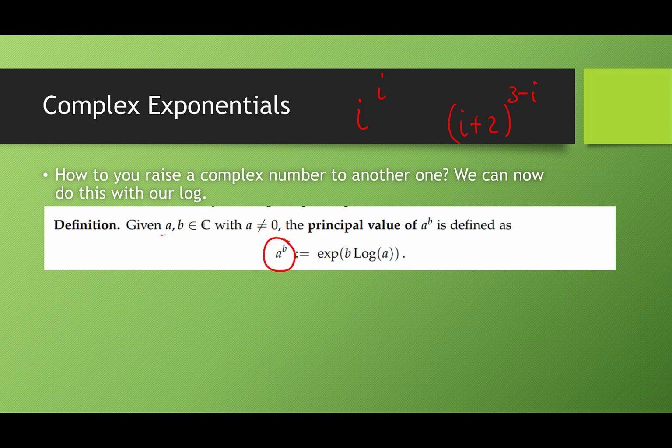Okay, so given a, b, and c, with a not equal to 0, so our base is still not 0, then the principal value of a to the b, and it's the principal value because we're using the principal log here, is defined as exp of b times log of a. So for instance, i to the i would be equal to exponential of i times log of i.